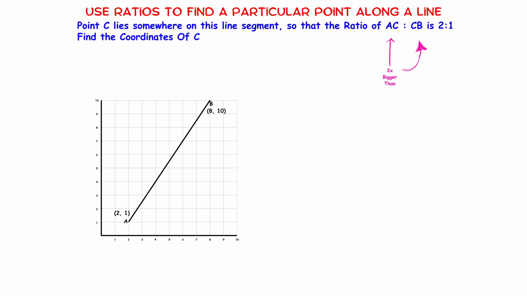Well, the first thing we need to do is think about what the ratio 2 to 1 really means. Basically, it just means that the A to C section, so the distance between A and C, is 2 times bigger than the CB section between C and B.